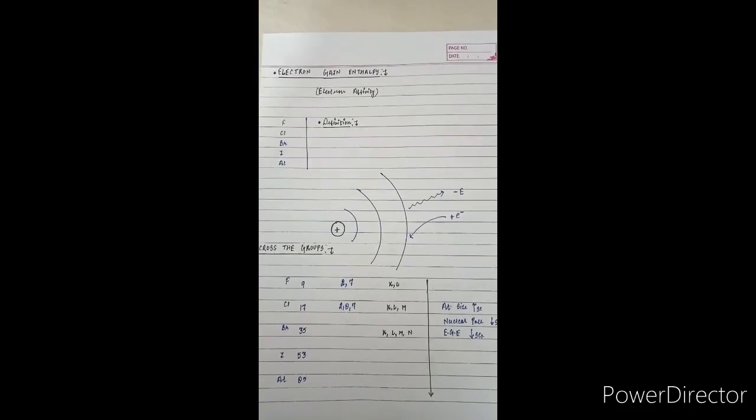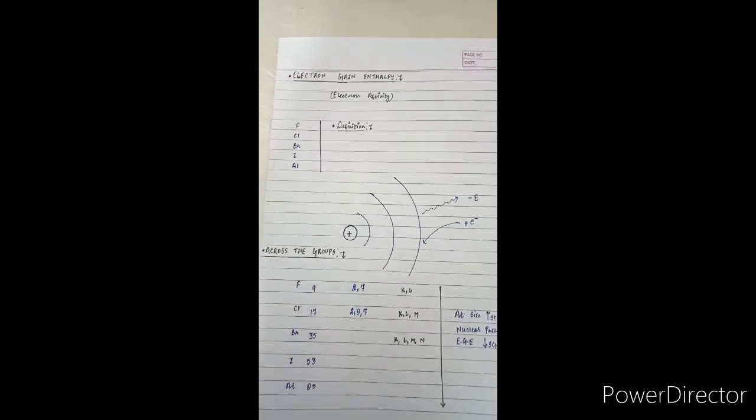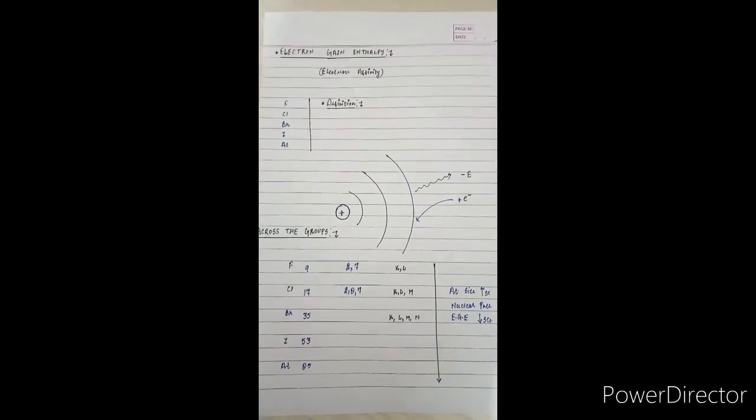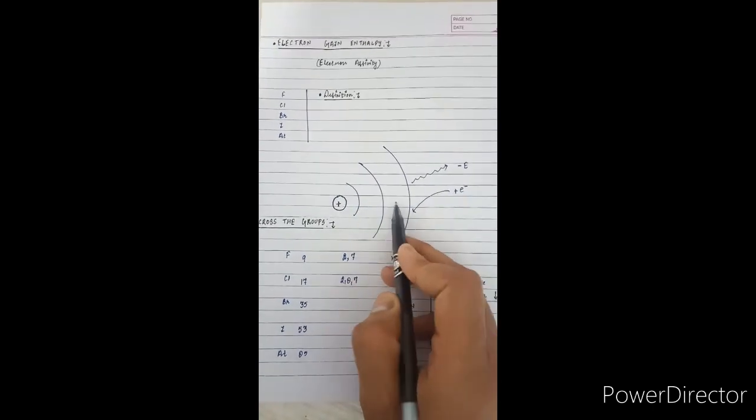Morning class 10th. Now in this lecture we will learn electron gain enthalpy. So we will start the electron gain enthalpy topic from the definition. For example, this is the nucleus of any atom and these are the shells.